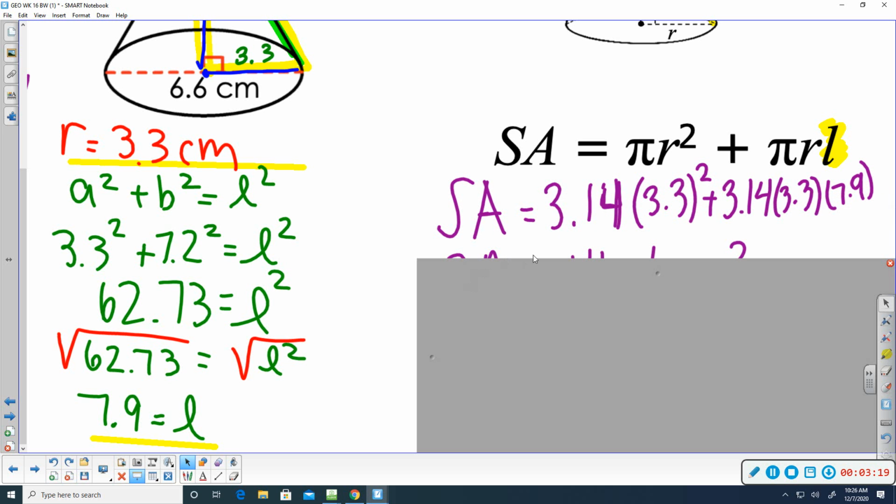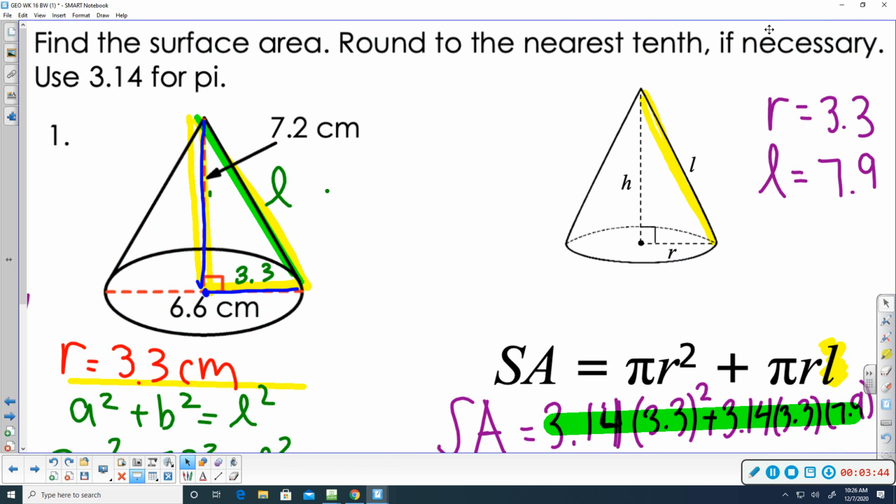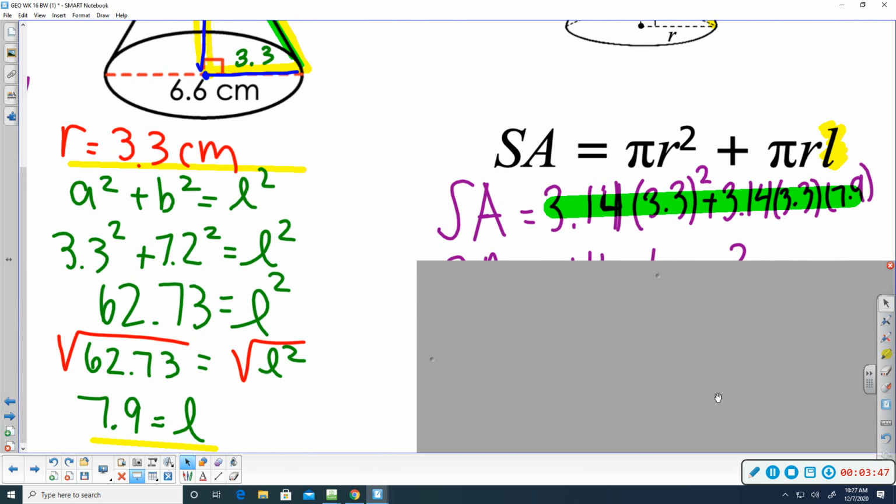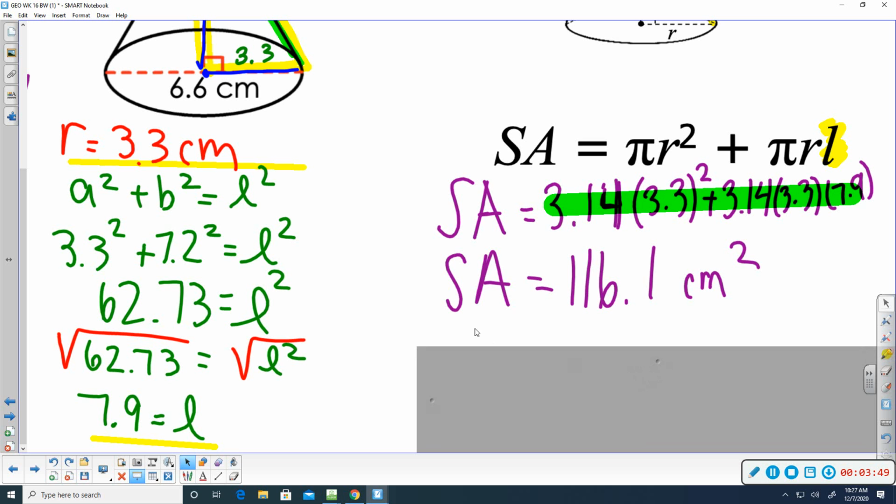So surface area is equal to 3.14, remember that's how we're approximating pi, times the radius, which is 3.3 squared, plus 3.14 pi times the radius, which is 3.3, times this L value, which is 7.9. So then you're going to go on Desmos, and everything that I've highlighted here in green, you're just going to type in, all at one time. When you get your answer, we want to round it to the nearest tenth, so that's one number after the decimal point. So our surface area is 116.1 centimeters squared.